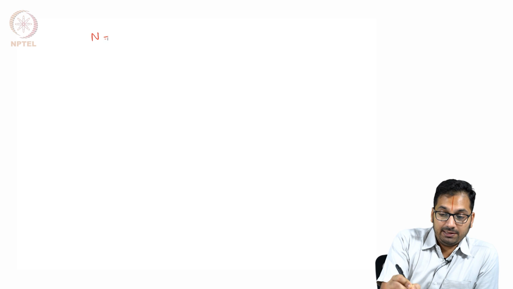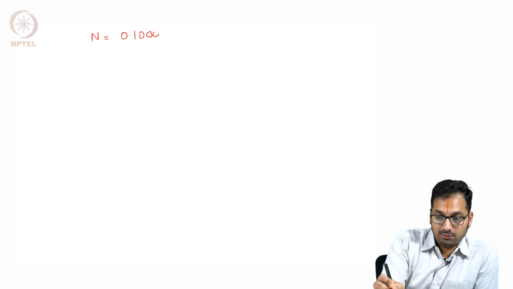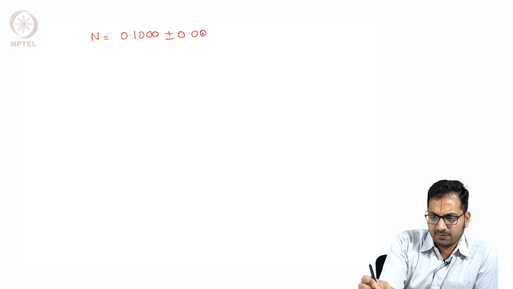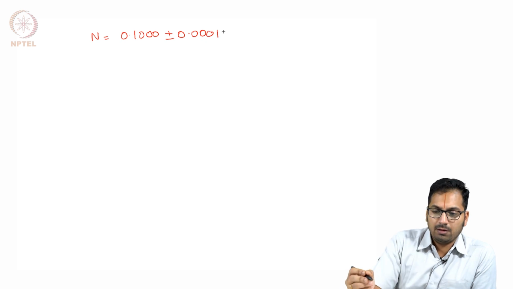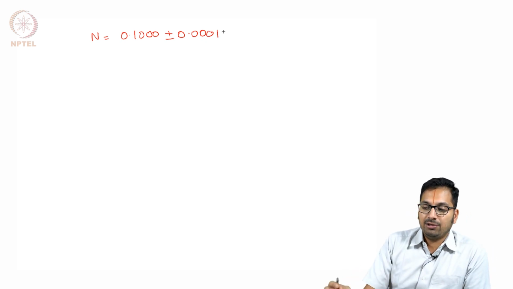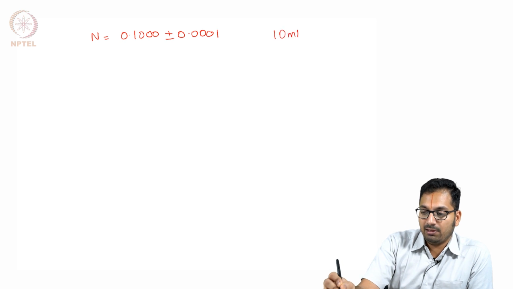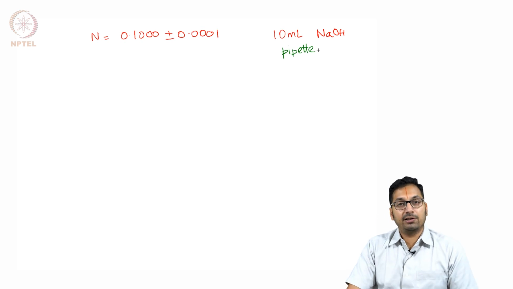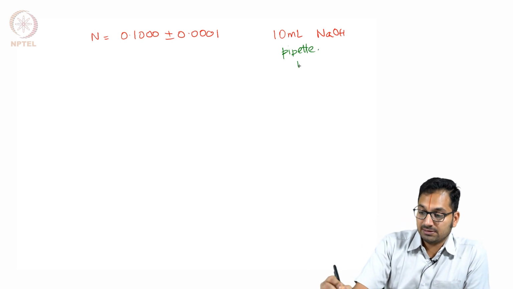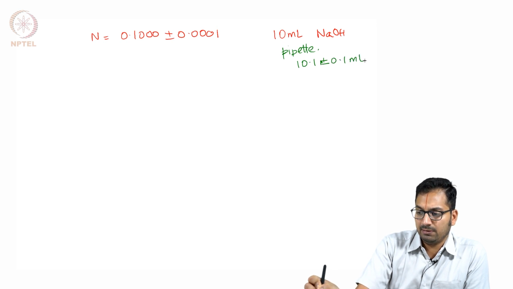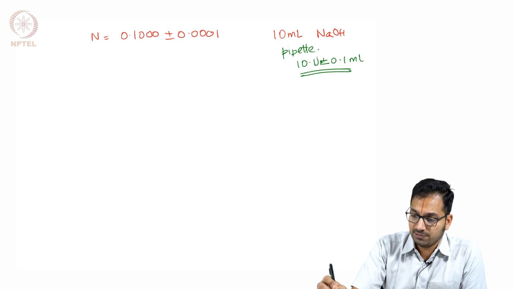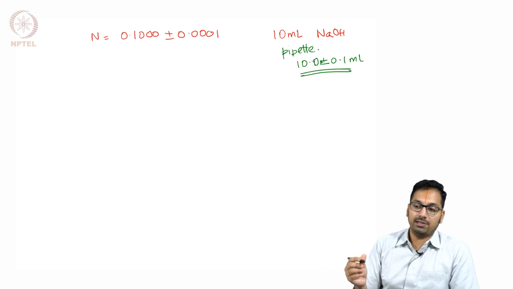With the normality defined at a certain level of precision to 4 significant figures, now the next question is, let us say you are titrating 10 ml of NaOH. How do you get this NaOH? You generally use a pipette, and this pipette could also have an error associated with it. So let us assume this is 10.0 plus minus 0.1 ml precision that comes up.